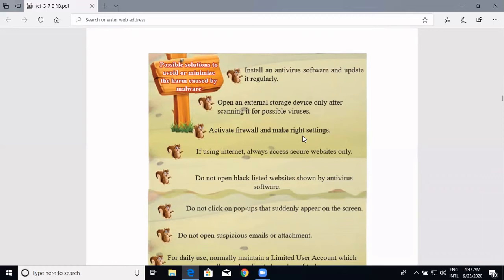Just installing it and expecting that everything will be fine won't work, because the people who make viruses are updating them daily and giving new problems to the world. So you have to make sure you install antivirus software and update it regularly. Only then can it capture new virus attacks, right?